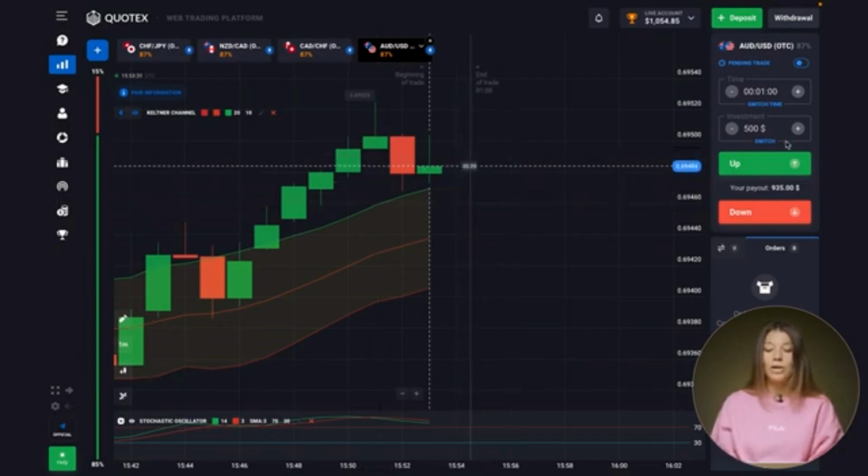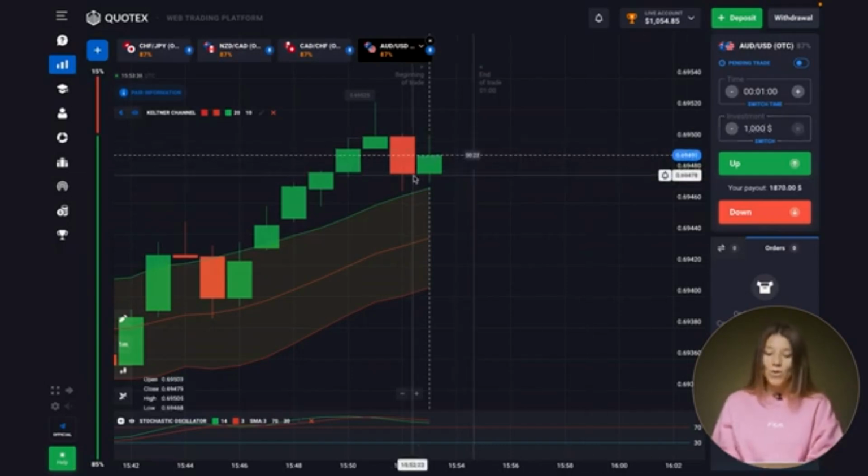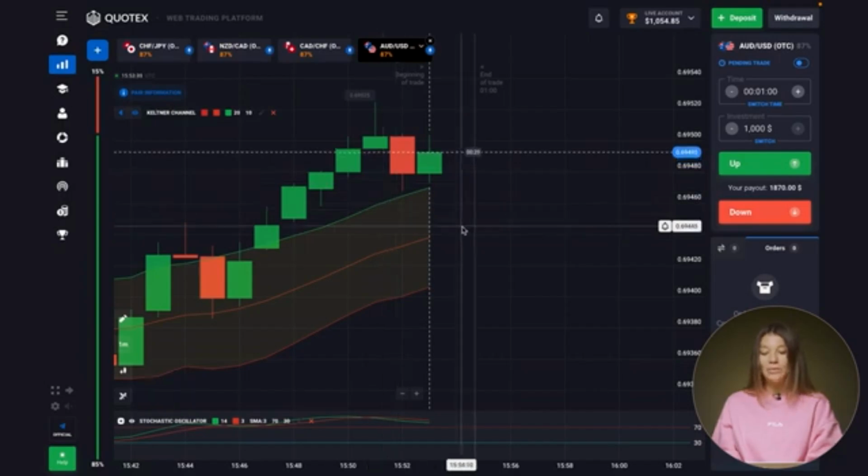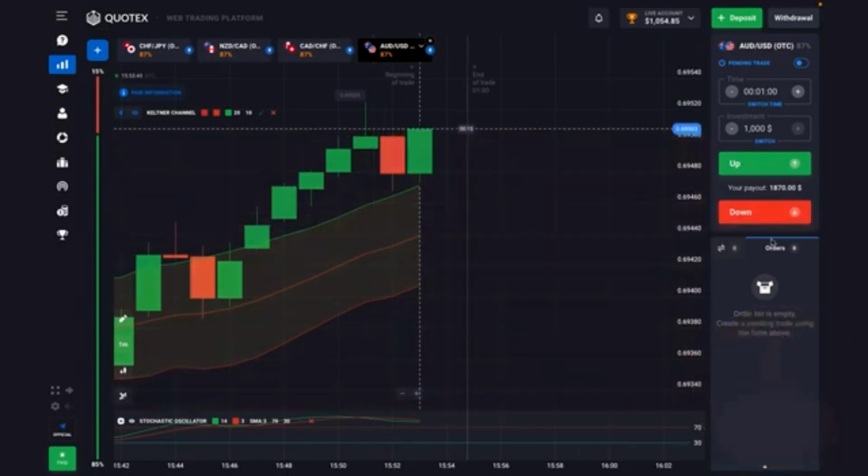So let's move on to our investment box, and it's time for us to work with thousands of dollars, friends, here in our investment. So while we are waiting for the price to go back, let's press the put option right now.